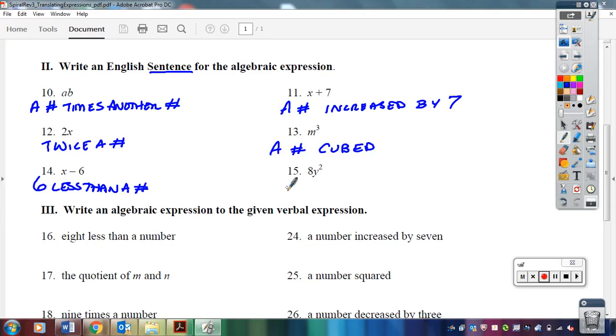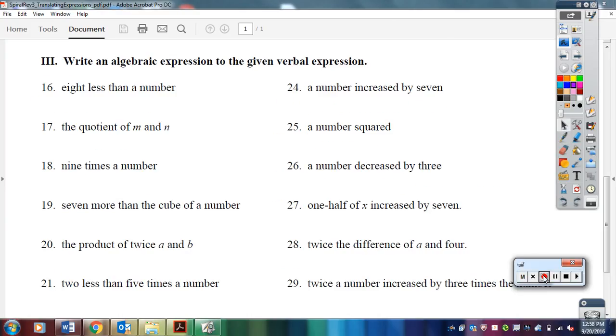I'll say the product of 8 and a number squared, which would be the product, multiplication, of 8 and some number squared. So a whole bunch of sentences you could have said. Those are the ones that I chose for this one.